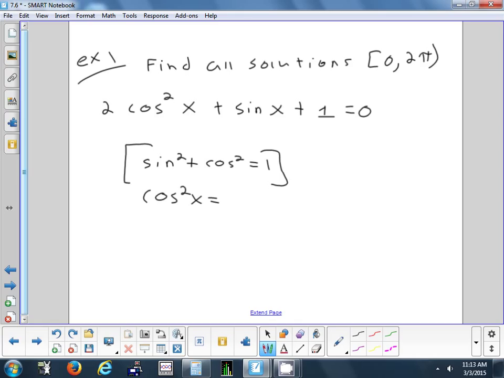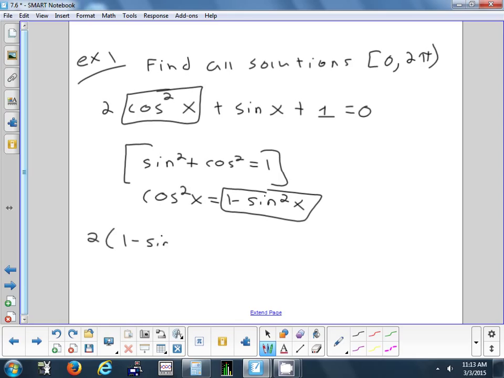How would you move sine squared to the right? Subtract it, because you have addition here. So the way we undo addition is with subtraction. So cosine squared, go ahead, Darren, would be 1 minus sine squared. So we're going to make that substitution. Change cosine squared to 1 minus sine squared.